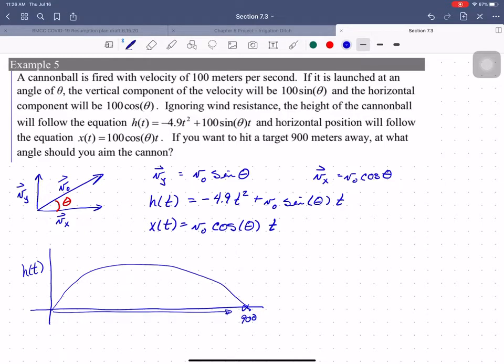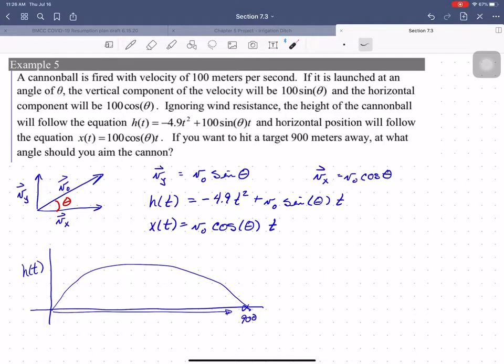I don't know time yet. So what have I got here? I've got an equation that gives me x as a function of time. I don't know time. I think I want it to go for 900 meters, but that would just give me a theta and a time. I've got two unknowns. Oh, but that's okay, because I've got those same two unknowns in my height equation.